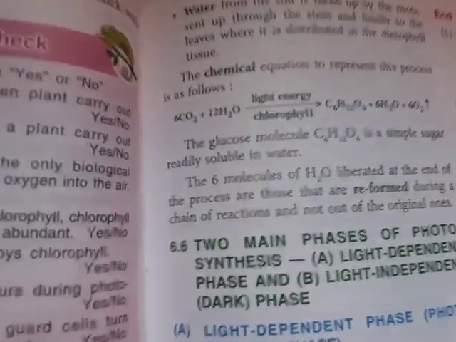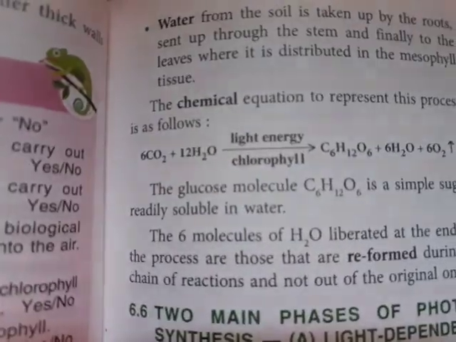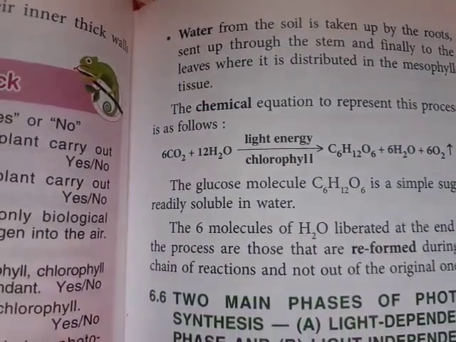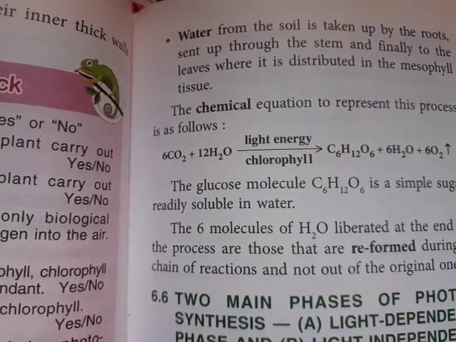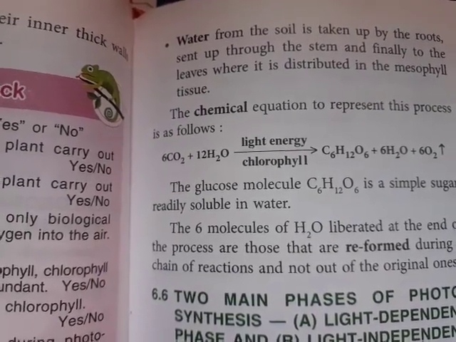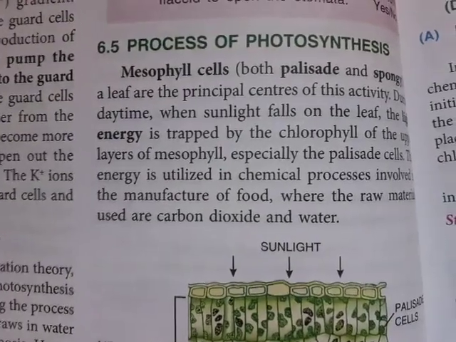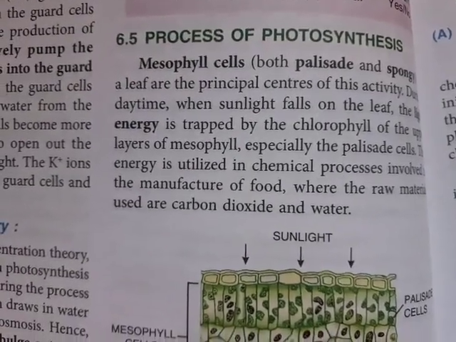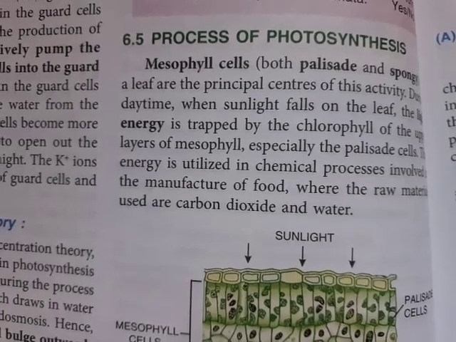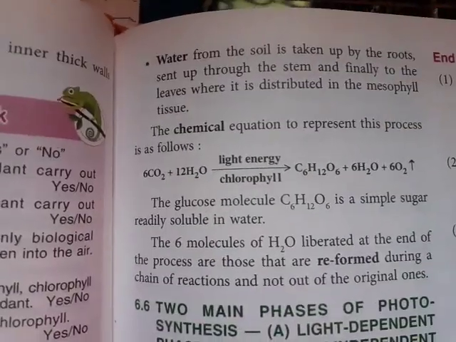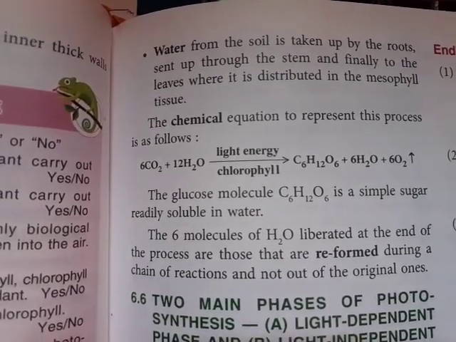And then the water, it is absorbed from where? From the roots. Water from the soil is taken up by the roots, and then it is sent to the stem, and finally the leaves, where it is distributed in the mesophyll tissue. So two things we saw. First, the mesophyll cells, where the chlorophyll is present, trap the sunlight, and this energy is used for the process of photosynthesis. Then we have water, which is absorbed from the roots and finally distributed in the mesophyll leaves.